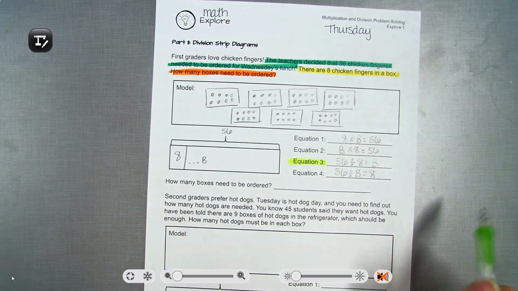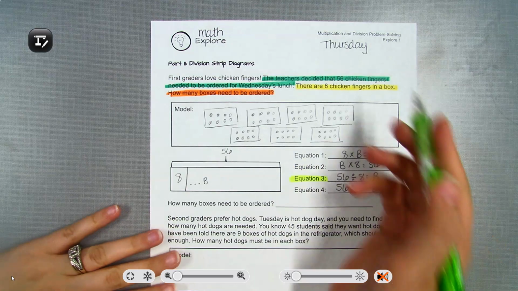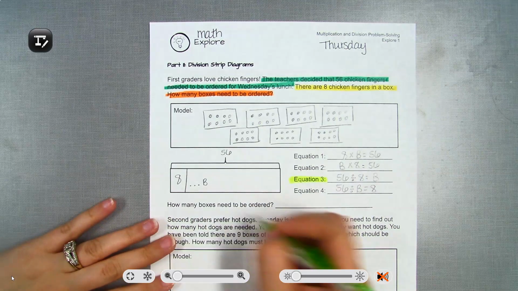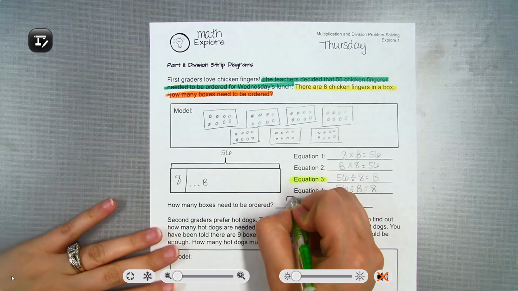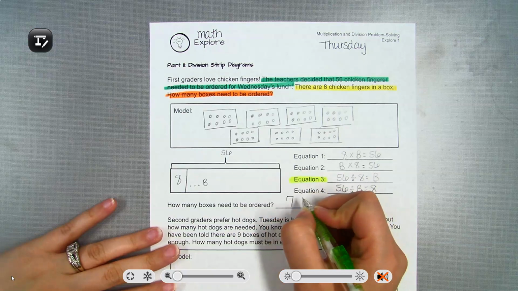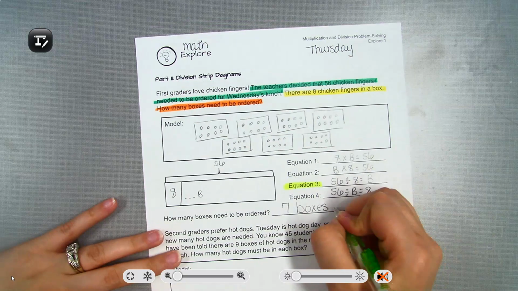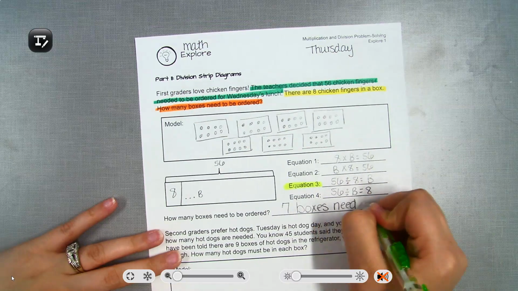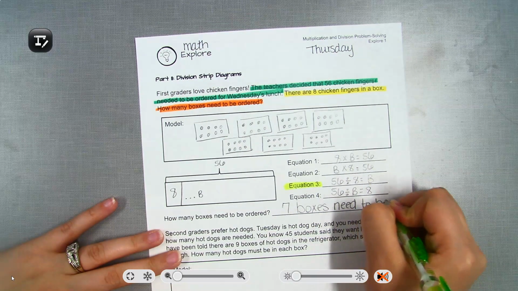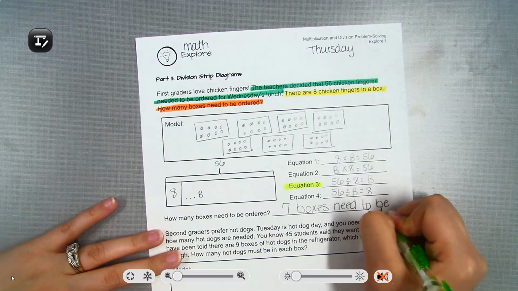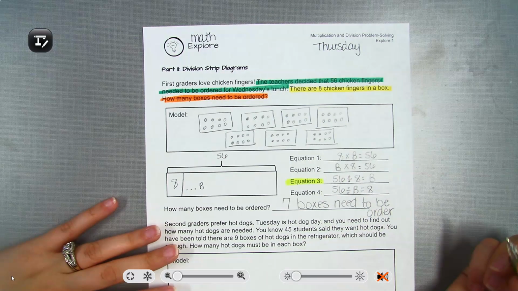So we said that we need 7 boxes. So how many boxes need to be ordered? 7 boxes need to be ordered.